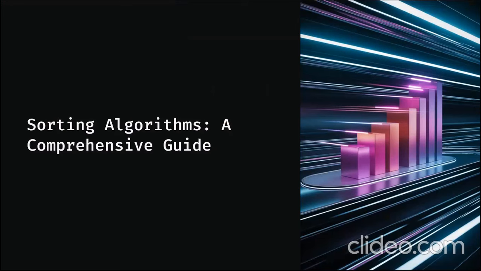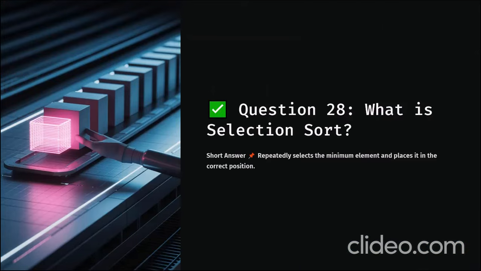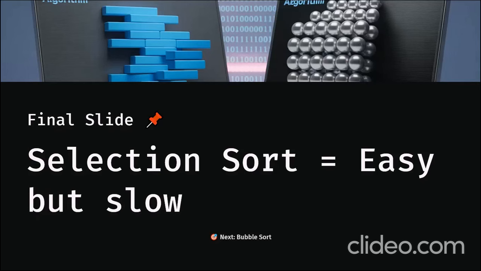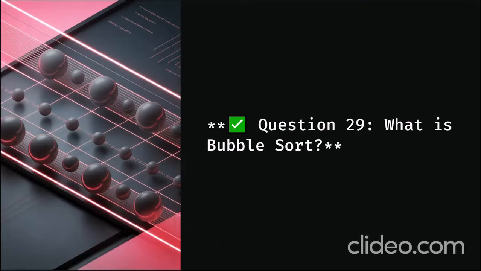Okay. So the next question is, what is selection sort? Repeatedly selects the minimum element and places it in the correct position. Logic: find minimum in unsorted part. Swap with first element. Repeat this step until you get your sorted order. Detailed explanation. It is mainly time complexity, space complexity, and efficiency is what? Simple but inefficient for large data. So selection sort is equal to easy but slow. Next is, what is bubble sort?